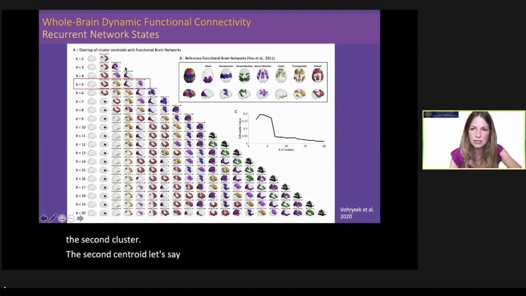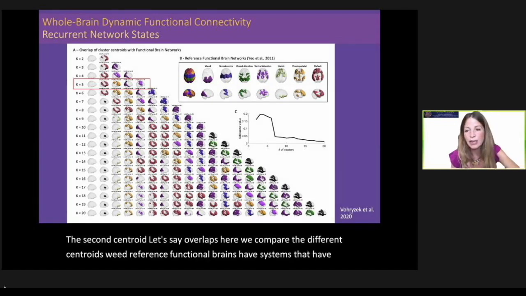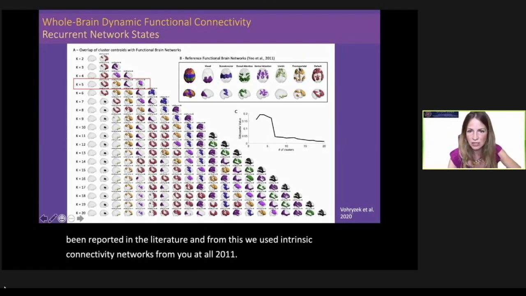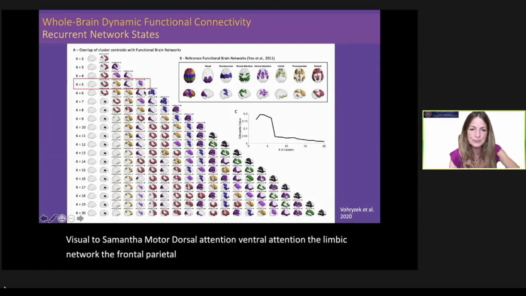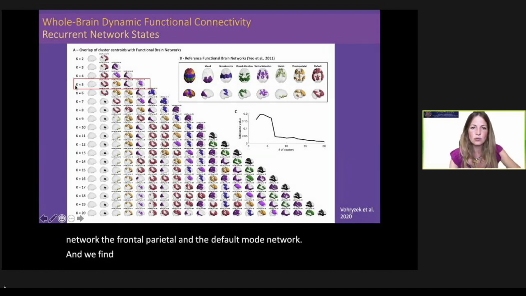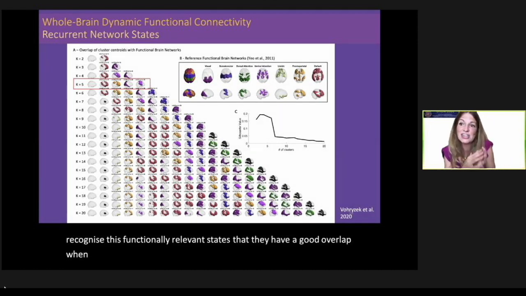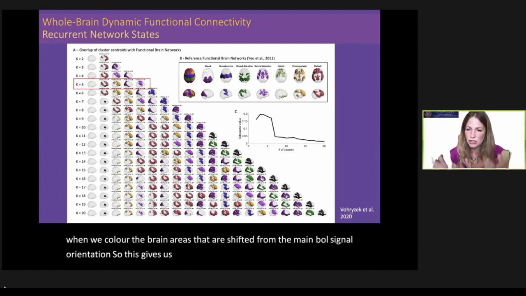Here we compare the different centroids with reference functional brain subsystems that have been reported in the literature. We use the intrinsic connectivity networks from Liégeois et al. 2011, which are represented in panel B. So this is the visual, the somatomotor, dorsal attention, ventral attention, the limbic network, the frontoparietal, and the default mode network. As we divide into different clusters, so into 5, 6, 7, 8, 9, 10, we recognize these functionally relevant states. They have a good overlap when we color the brain areas that are shifted from the main BOLD signal orientation. So this gives us an intuition that there is some functional relevance.